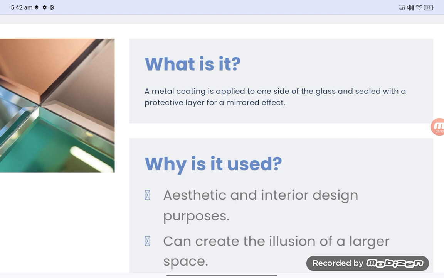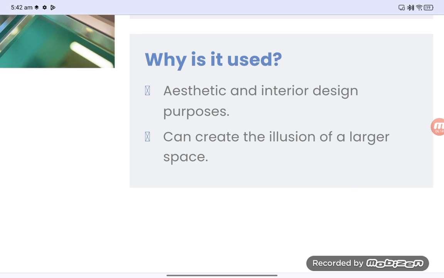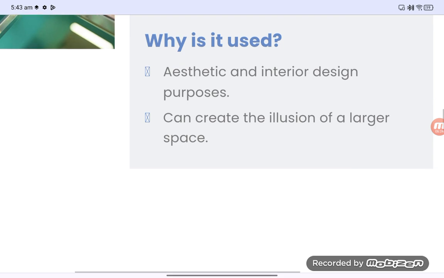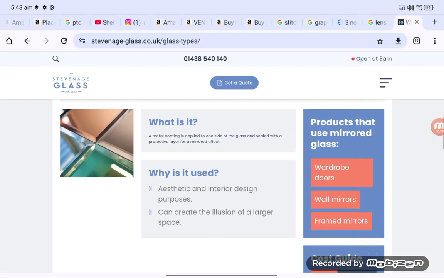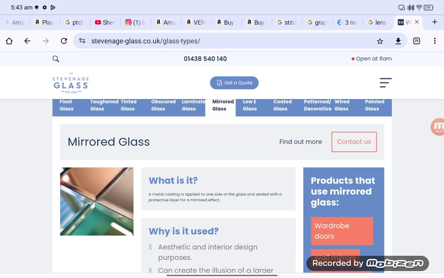Mirrored glass. What is it? A metal coating is applied to one side of the glass and sealed with a protective layer for a mirrored effect. Why is it used? Aesthetic and interior design purposes, it can create the illusion of a longer space. It is used in regular day-to-day life, as a mirror used in the house itself.